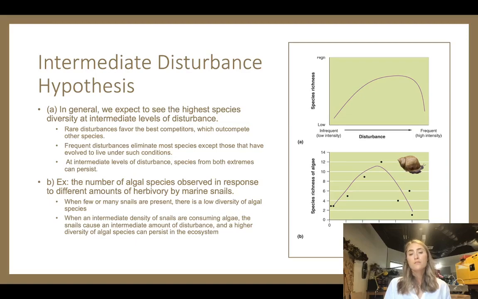And then, of course, with this hypothesis, because we have the most amount of species present, this ecosystem will be more resilient and able to recover from any other type of disturbance, because we have a high amount of genetic diversity present.